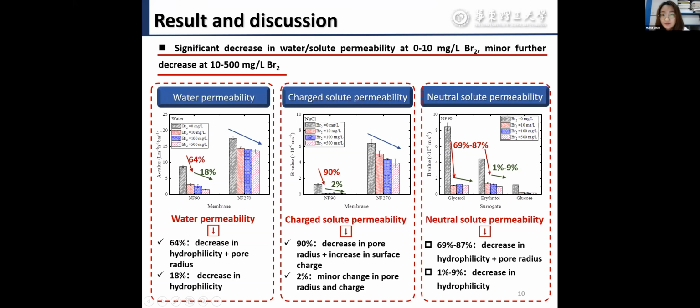The neutral solute permeability was decreased by over 20% under 10 ppm bromine and about 1% to 9% for further exposure to 500 ppm. And similar to that in pure water permeability and charged solute permeability, the significant decrease resulted from the decrease in hydrophilicity and pore radius, and the further minor decrease resulted from the decrease in hydrophilicity.